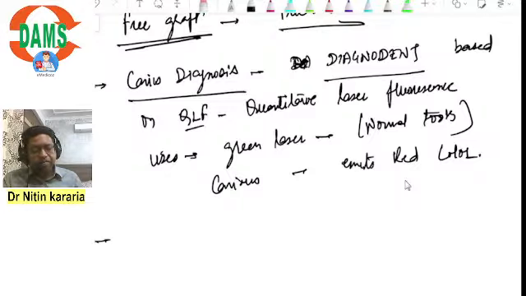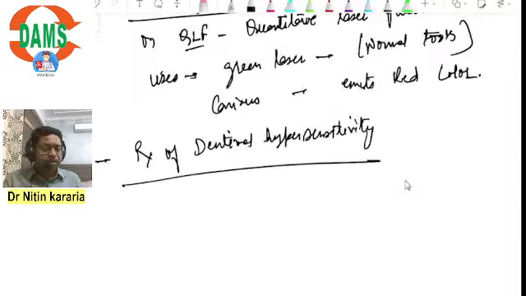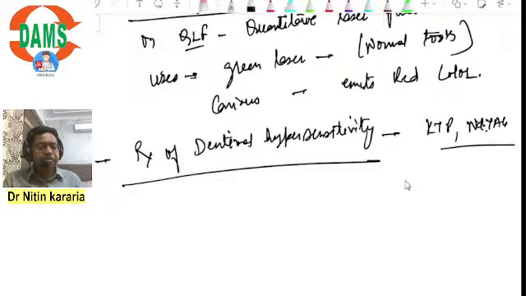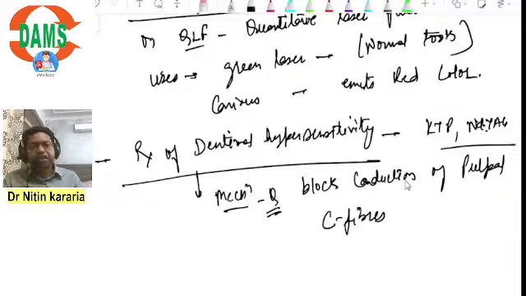Then we use them in treatment of dentinal hypersensitivity. We use lasers like KTP or Nd:YAG laser. One is infrared, one is visible laser. Okay, what is the mechanism? They block conduction of pulpal C fibers. So which fibers are affected by the laser energy?